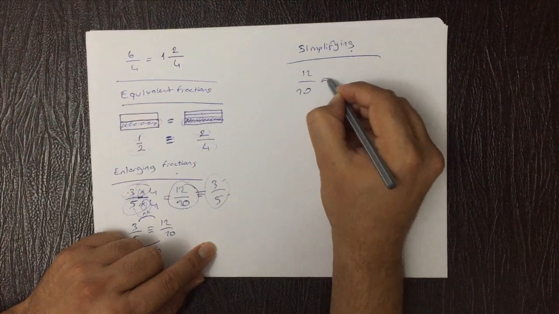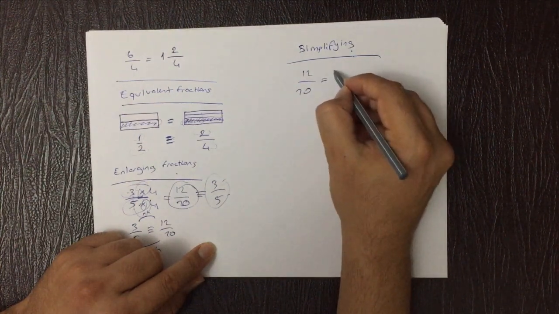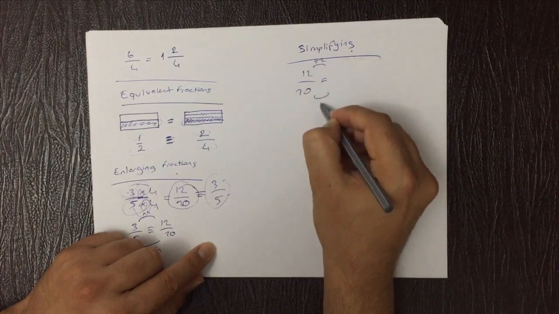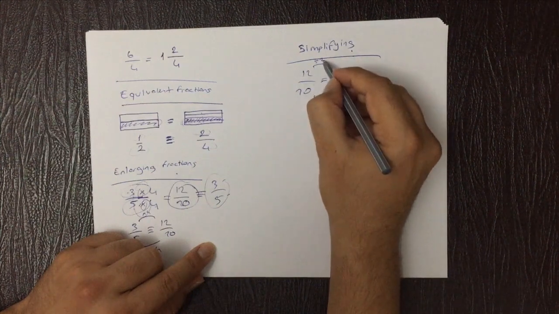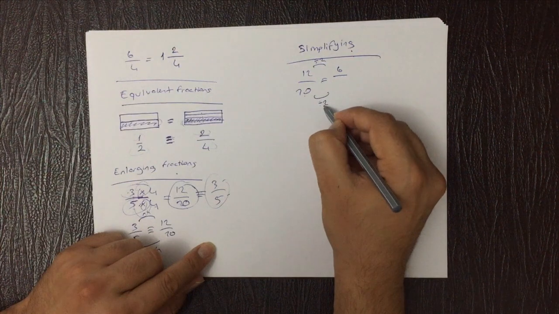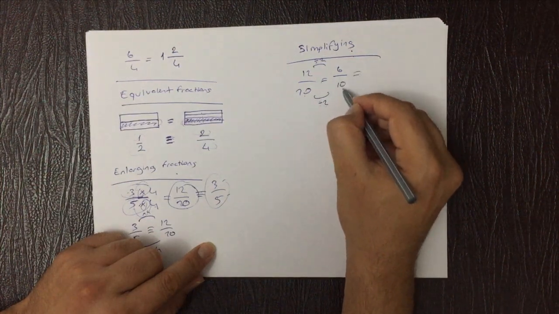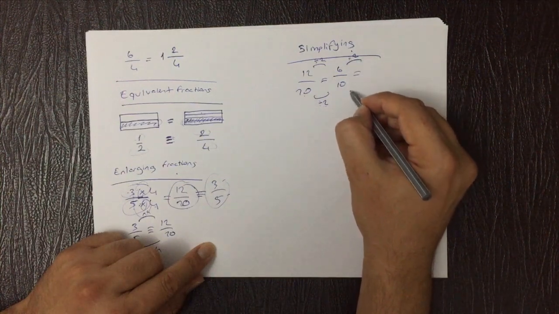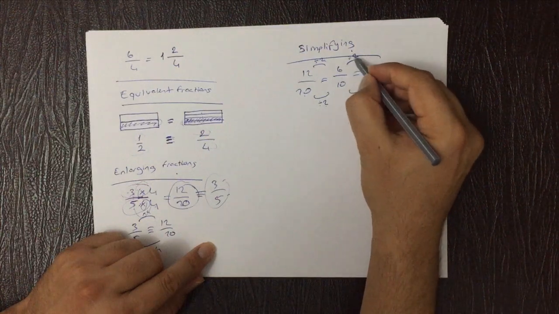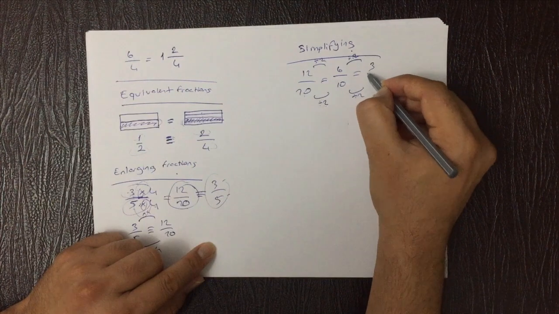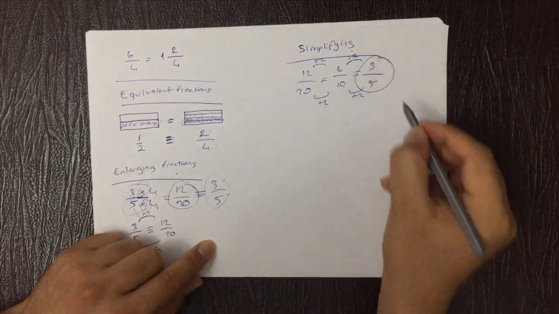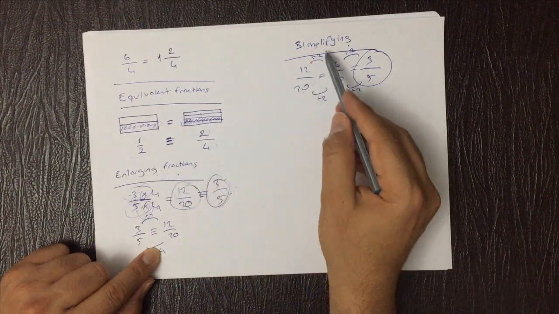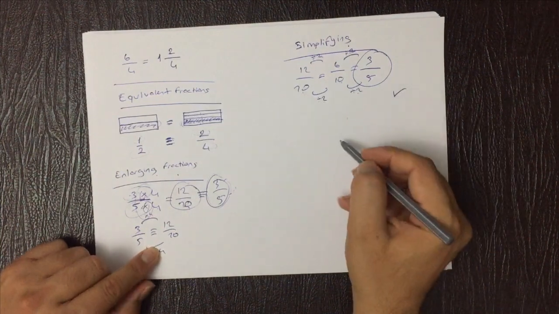Okay, let's simplify by 2. I am dividing by 2, and also this is divided by 2. So 12 divided by 2 is 6, and 20 divided by 2 is 10. Okay, I can continue again by 2, isn't it? Because they are even numbers, so they can be divided by 2. So 6 divided by 2 is 3, and 10 divided by 2 is 5. Look, 3 over 5, the same as the first fraction before we enlarged it. If we are simplifying, then we are going back. Okay, that's great.